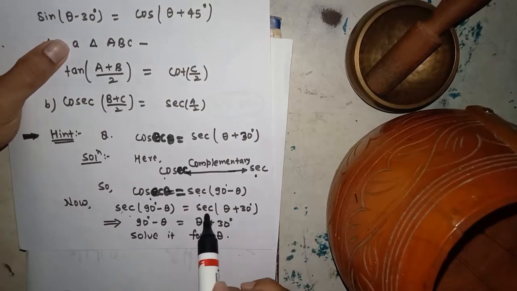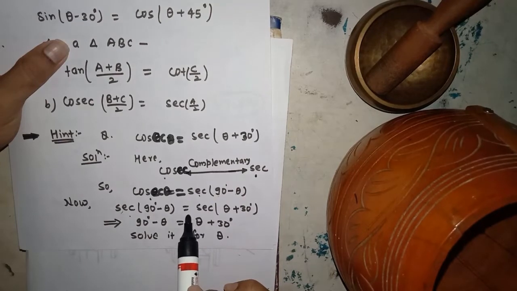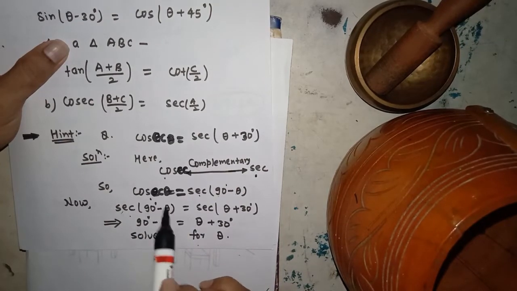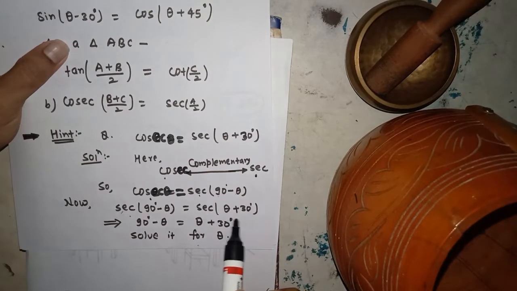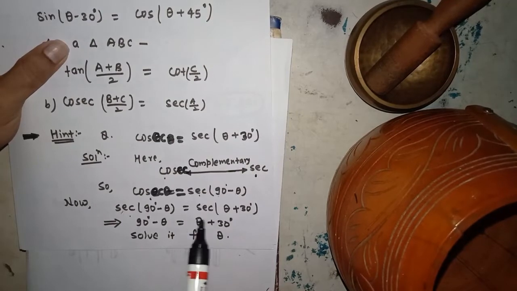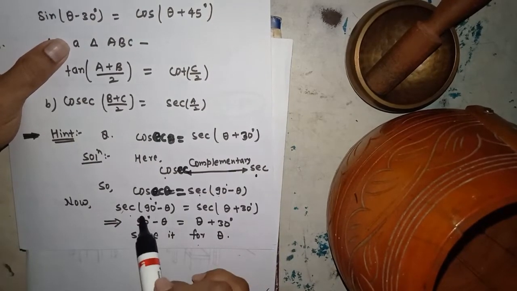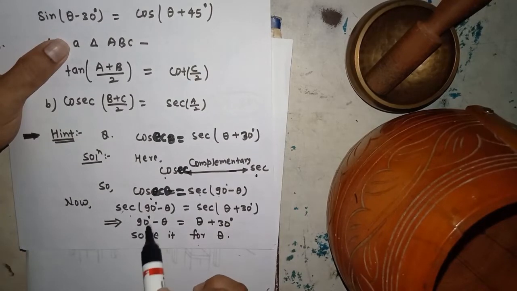Here you can see the sec is the same on both sides. So if sec (90 minus theta) gives a ratio and sec (theta plus 30 degree) also gives a ratio, and if they are equal, then the angles must be equal. Yes or no? Are you getting my point? So I take 90 minus theta is equal to theta plus 30 degree.